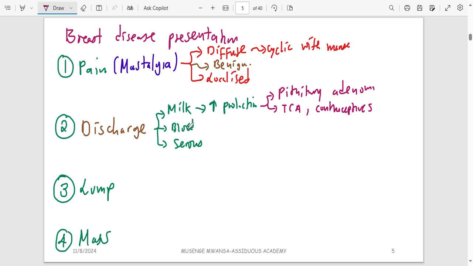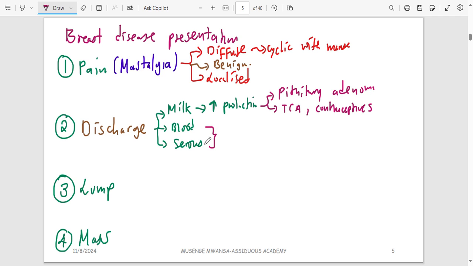Okay, and when it comes to blood and serous discharge, these are mostly common when you have a papilloma. A papilloma is where you have structures forming like fingers. That's the meaning of papilloma. So in the breast, you have finger-like processes. Those are papillomas. They are more common due to large duct papillomas or cysts.